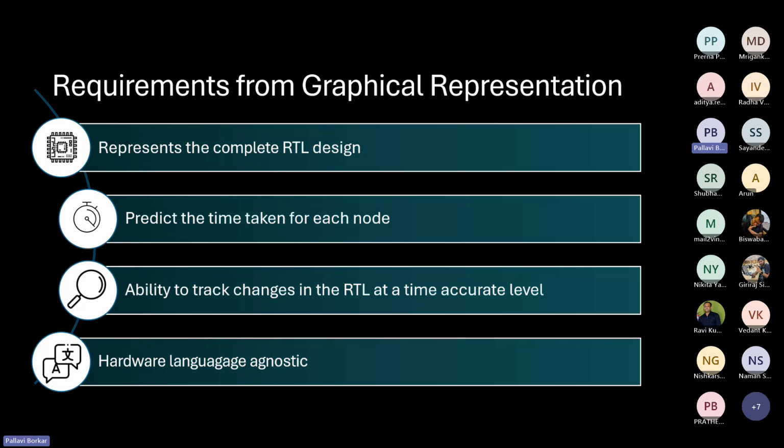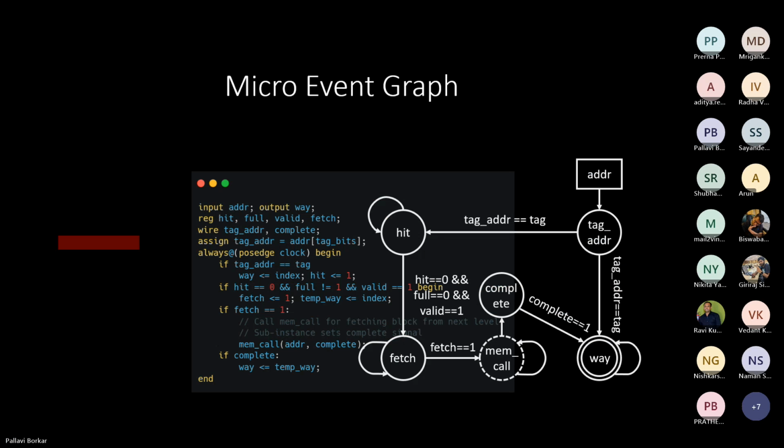The second one is that since we apply it to detect timing vulnerabilities, it should be able to predict the time taken for each node within the graph. The third is that it should be able to track changes in the RTL at a timing accurate level. And it should also be agnostic to the hardware language or the RTL language which is being used. So we accomplish this by developing the micro event graph.